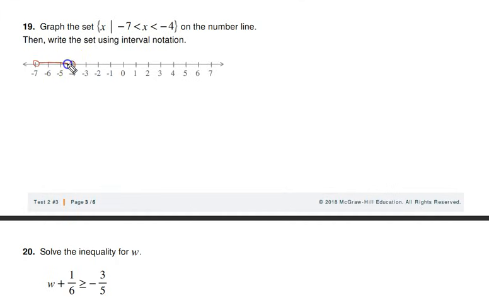The hollows are for the parenthesis. Another way of doing it would have been brackets, which would have been a solid dot if it were also equal to, but that's not what it is. So this is the answer. And then write in interval notation. So it'll be parenthesis, -7, comma, -4, parenthesis. Okay? All right, one more to do and we're finished.